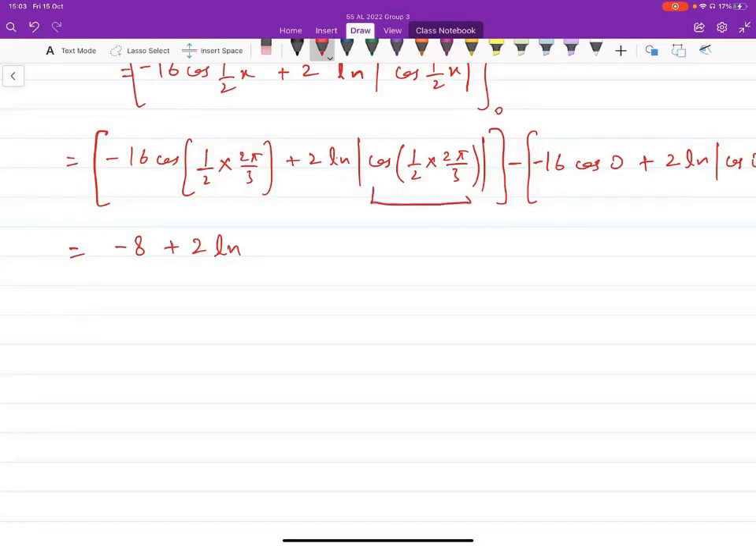Yes, if that's an exact result, you do get an exact result for that, right? Cos of pi over 3, that will be 1 over 2, I think. Right? So that's 2 ln of 0.5 or 1 over 2. Is this correct?